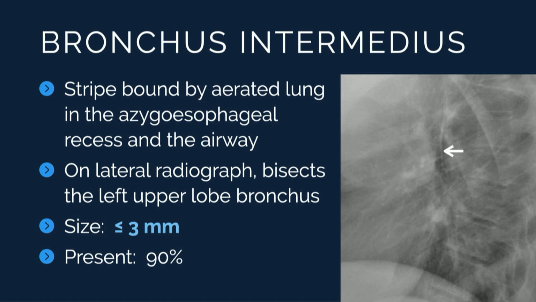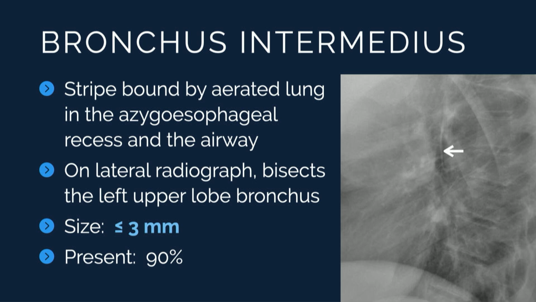Now, the bronchus intermedius can also be seen on the lateral radiograph, and in and of itself, it's an anatomic structure, but it does form a line or a stripe, depending on how thick it is, on the lateral radiograph. And this is formed by aerated lung in the azygoesophageal recess and the airway of the bronchus intermedius. And on lateral radiographs, what we see is that the posterior wall of the bronchus intermedius will bisect the left upper lobe bronchus, which is more en face.